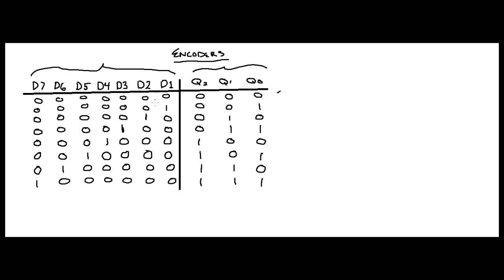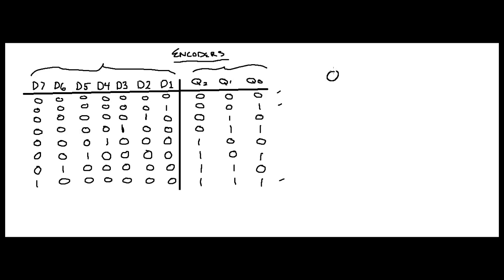And if D1 was 1 and everything else was 0, well, you would have an output where Q0 is 1, Q1 is 0, and Q2 is 0, and so on, down to D7. When D7 is high and everything else is inactive, then you would have a 1, 1, 1. This should make pretty good sense to you. It's pretty straightforward binary. But let's write the equations for Q0, Q1, and Q2, shall we?